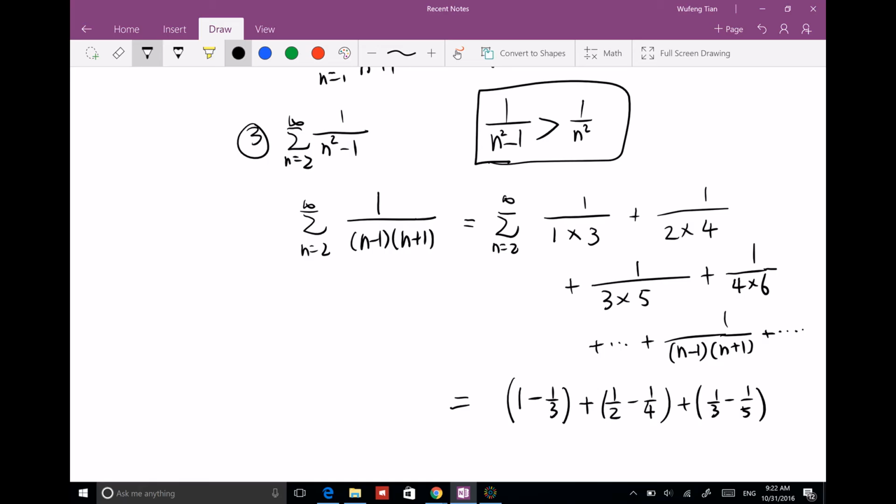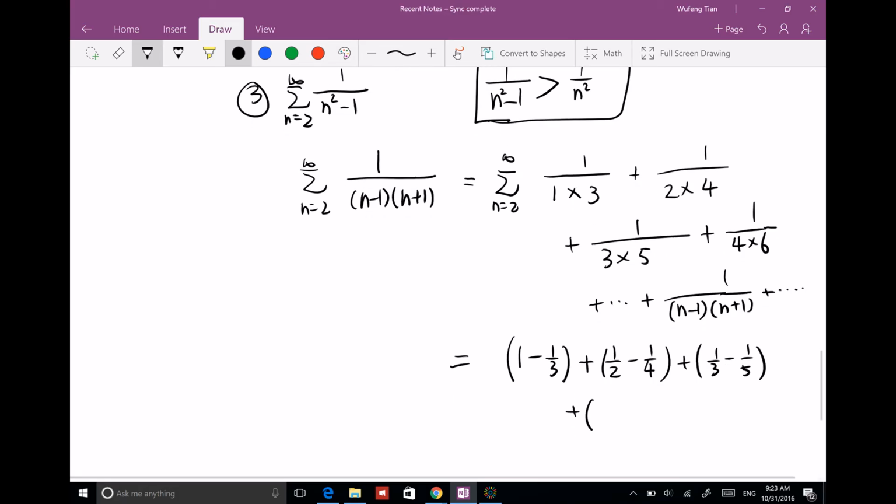Okay, cancel terms. My question is, now this one gives you 1/3, this one gives you 1/8, this one gives you 1/15, this one gives you 1/24. But if I split into a subtraction of two terms, do I still have the same value? Do I still have the same value? Take out 2.